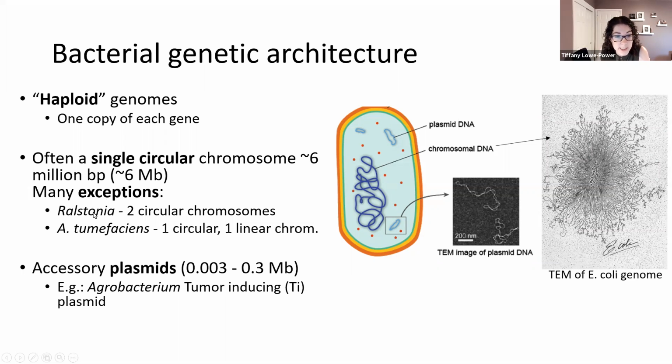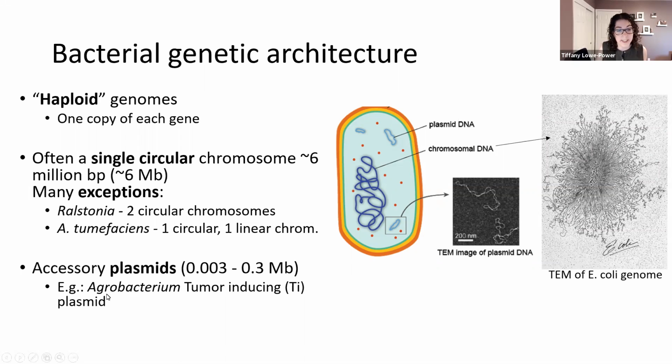Bacteria in the Ralstonia genus have 2 circular chromosomes. And Agrobacterium tumefaciens has 2 chromosomes as well, but they're even weirder. One of those chromosomes is circular and the other one is linear. In addition to having a chromosome, many bacteria have accessory plasmids, and these can carry traits that give a lot of ecological strength to the bacteria.